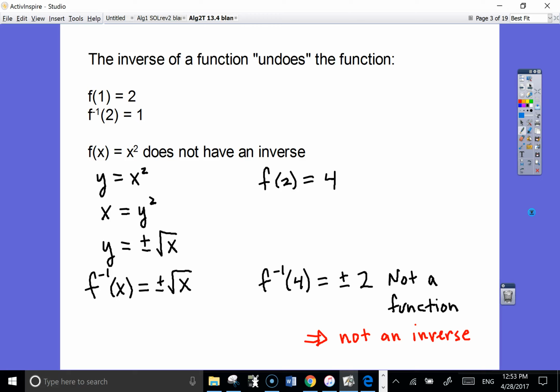Now graphically, if we graph a parabola, the parabola looks like this. We said that in order for any function to have an inverse, the graph of the function must pass both a vertical line test, which means that it is a function, and a horizontal line test, which means the inverse would have passed a vertical line test. So it's got to pass both.